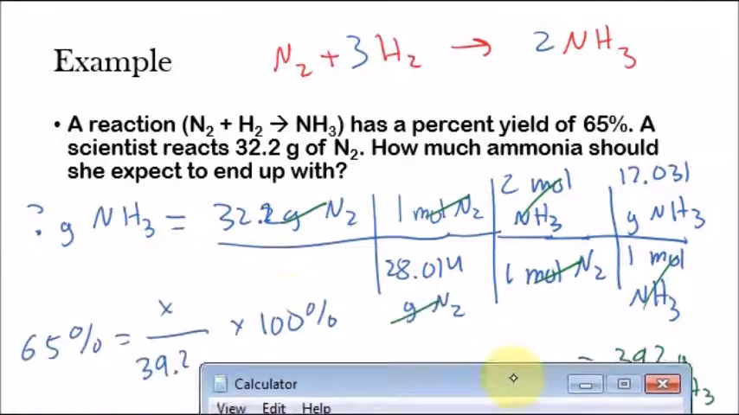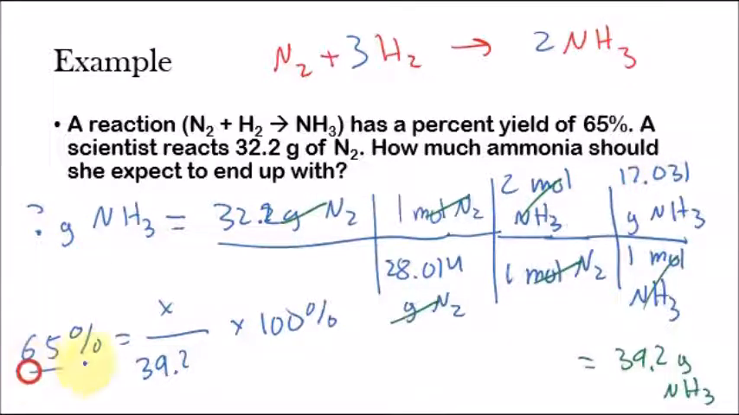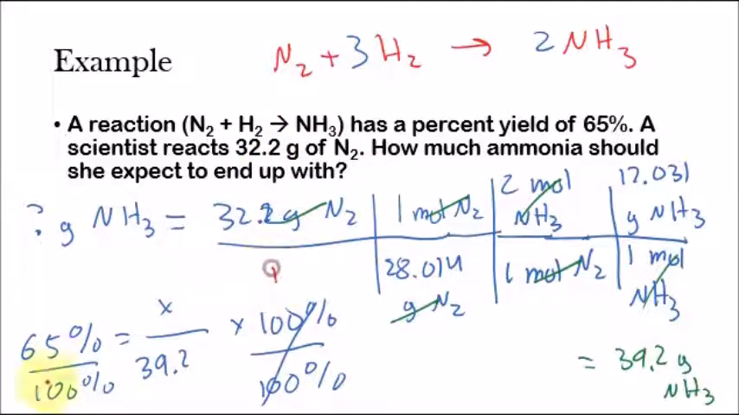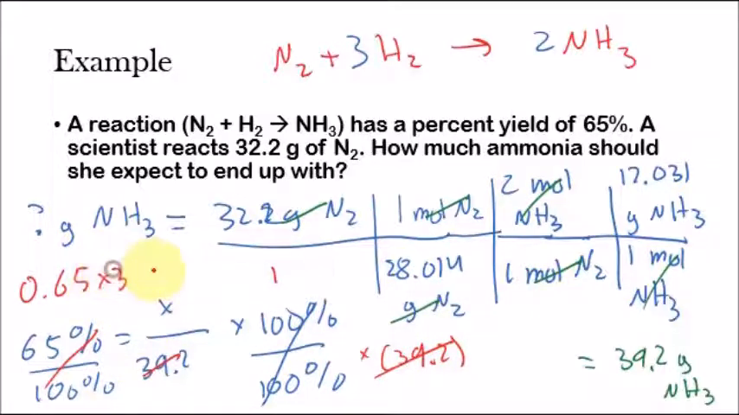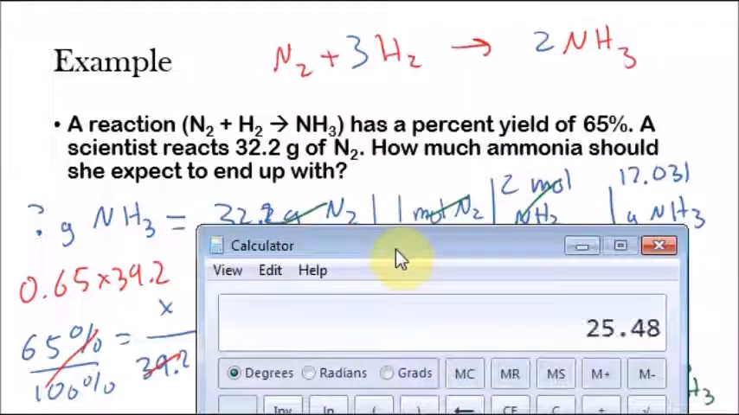So first things first, we can just use basic algebra and divide each side of the equation by 100%. This will turn into 1 here, and we'll have 0.65. And then from here we can multiply both sides of the equation by 39.2. So 39.2 will cancel out 39.2, and here we're also multiplying by 39.2, and then we're going to get x. So x will equal 0.65 times 39.2, which is 25.48.